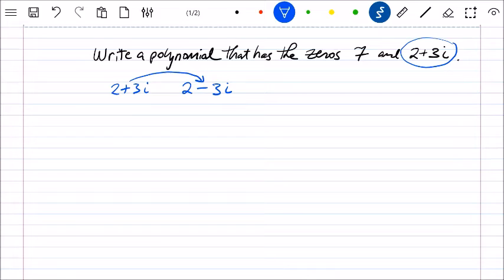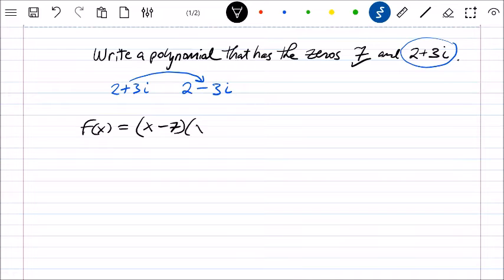So that means the new function is going to have x minus 7. So we use the 7 and the opposite of it. And then x minus, we're going to do the 2 plus 3i. And x minus 2 minus 3i.